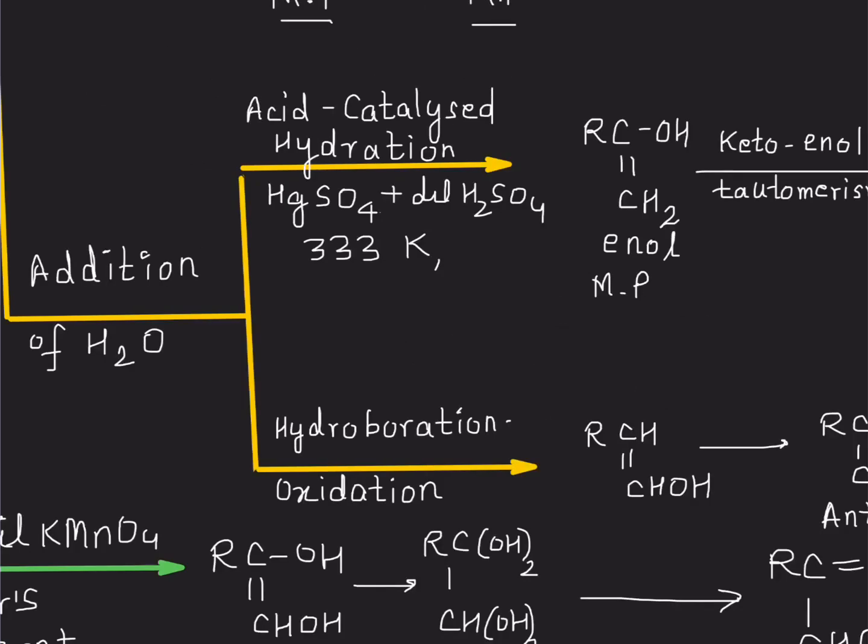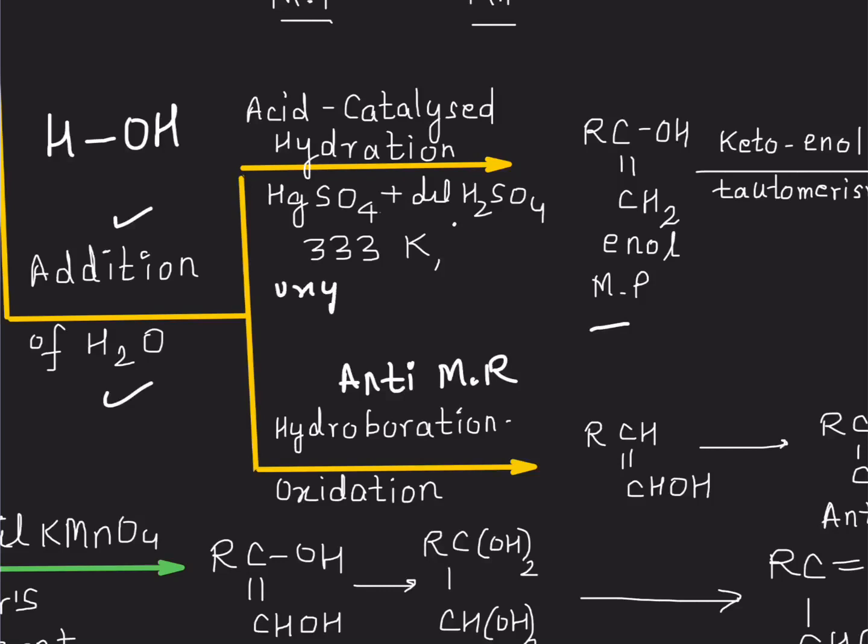Now another set of addition reactions that we are going to talk about here is the addition of water, that is addition of HOH, which will again take place according to the Markovnikov rule or anti-Markovnikov rule, depending upon what you are going to take as the reagent. If you are carrying out the hydration in the presence of mercuric sulfate and dilute H2SO4, this is very much similar to the oxymercuration demercuration reaction that we have done under alkenes.